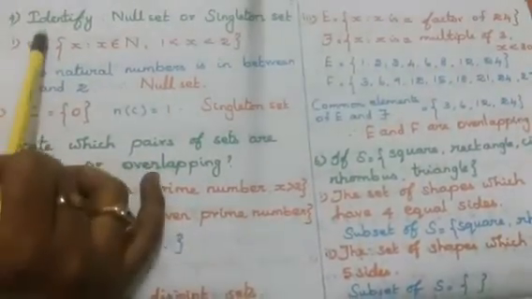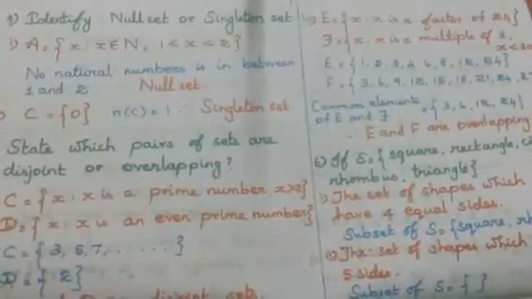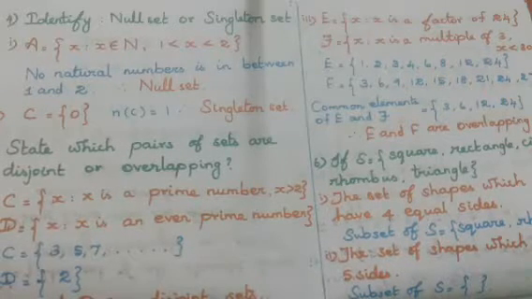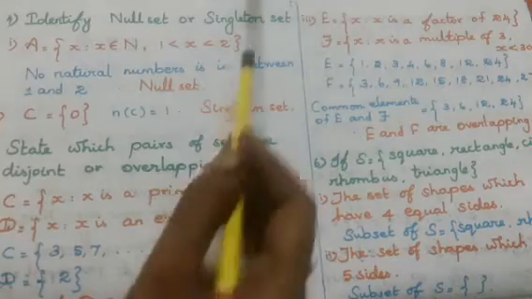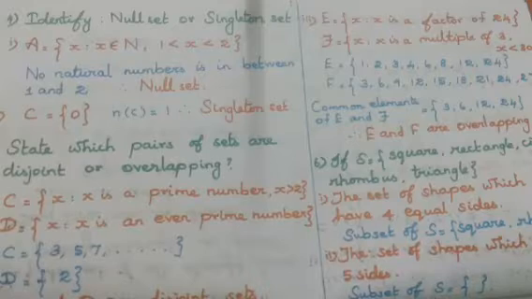Next one, identify null set or singleton set. Null set means there is no element in that set. There is no element means not even one element should be inside that set; that is a null set. Singleton set means only one element is inside the set. If there is only one element inside the set, that is a singleton set.